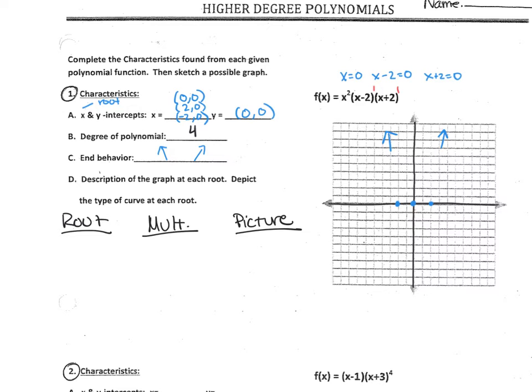So we have 3 roots, or x-intercepts. That first one listed is when x is equal to 0. This one has a multiplicity of 2.